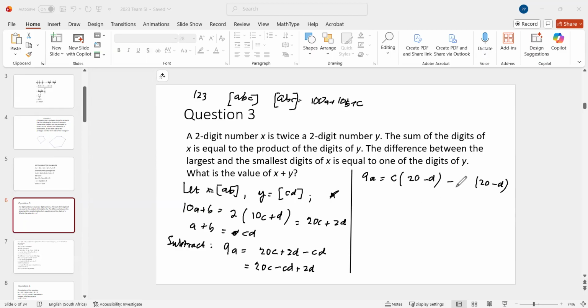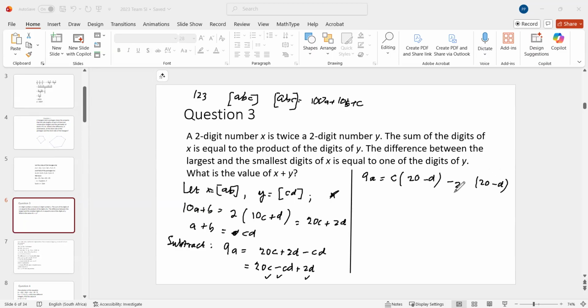And the 2D, I can put a 2 in front. So you have minus 2 into 20 minus D. This minus 2 times minus D is plus 2D, you see? So this is taken care of, that is taken care of, that is taken care of. Right? Now you got 20 minus D, which is a common factor.